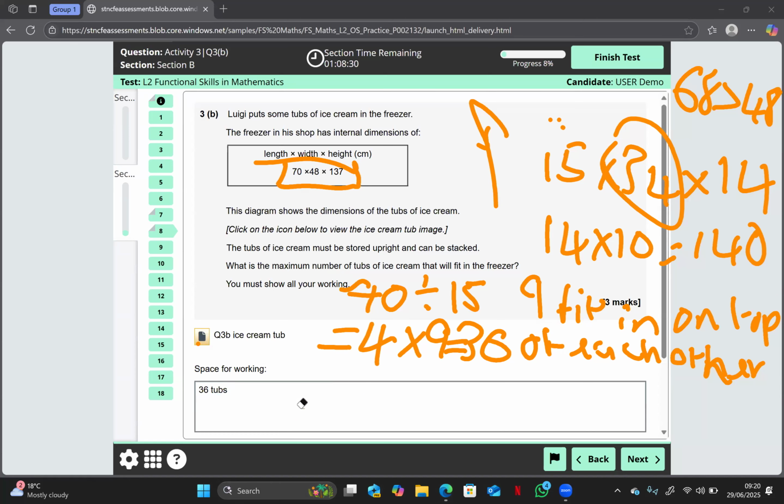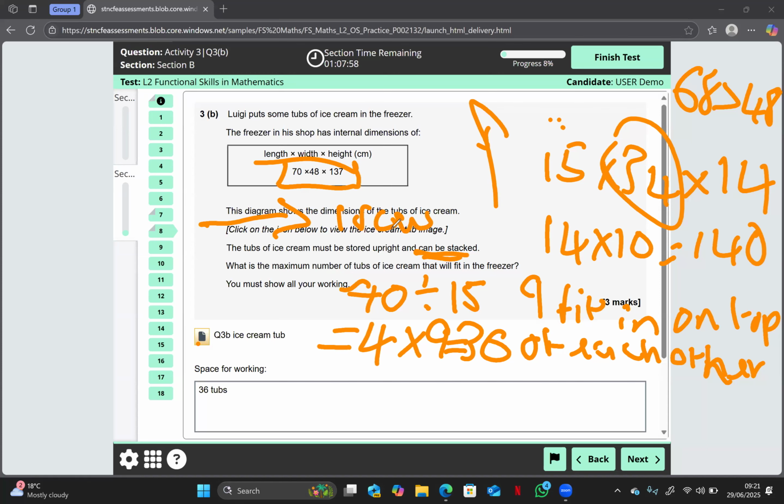So basically, how I work this out, now I will tell you. Because I know that 68, which is the width of two of these ice cream tubs, is greater than 48, that means there can only be one row going this way. Let me show you, sorry. So one row can only be that way. One row.